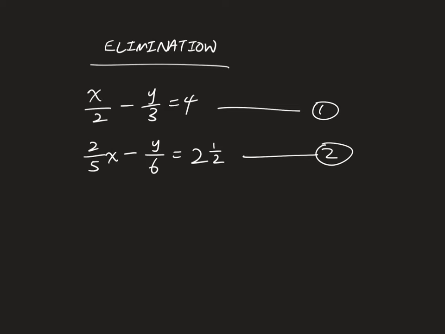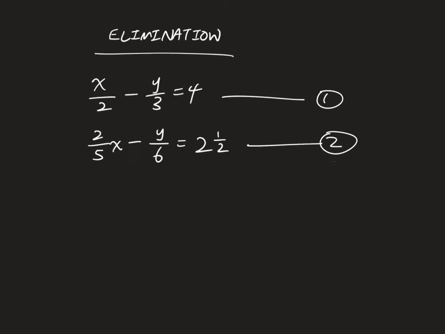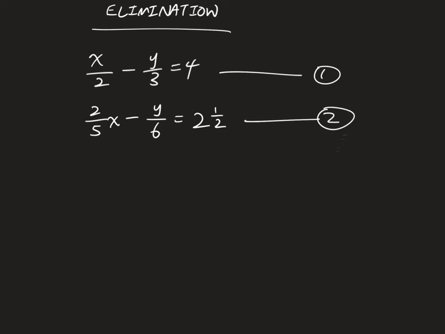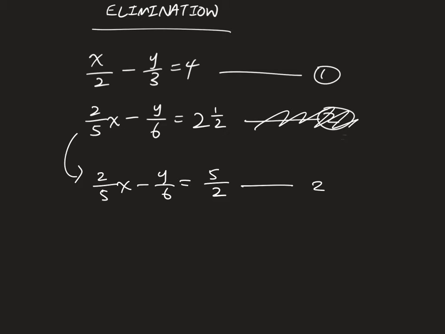The first thing I want to do is, I don't really like the way it's written as mixed fractions. So I'm going to rewrite equation 2. I'm going to write it as 2 over 5x minus y over 6. And instead of 2.5, I'm just going to rewrite it as 5 over 2. Okay? And I'm going to label this as 2 instead. Well, I didn't really do much. I just changed the mixed fraction into an improper one.